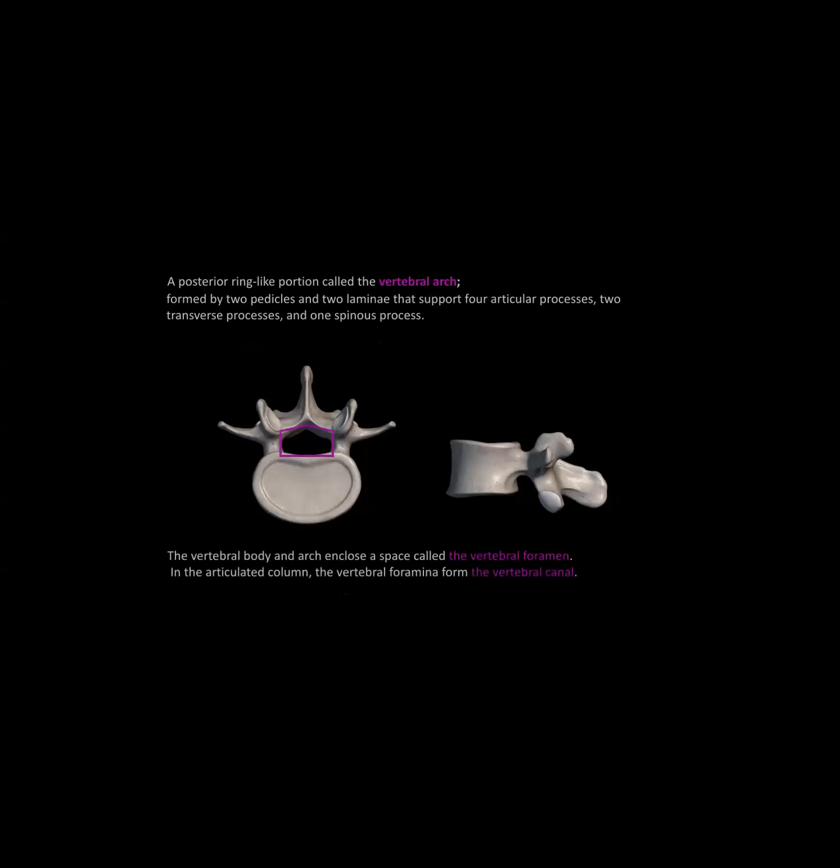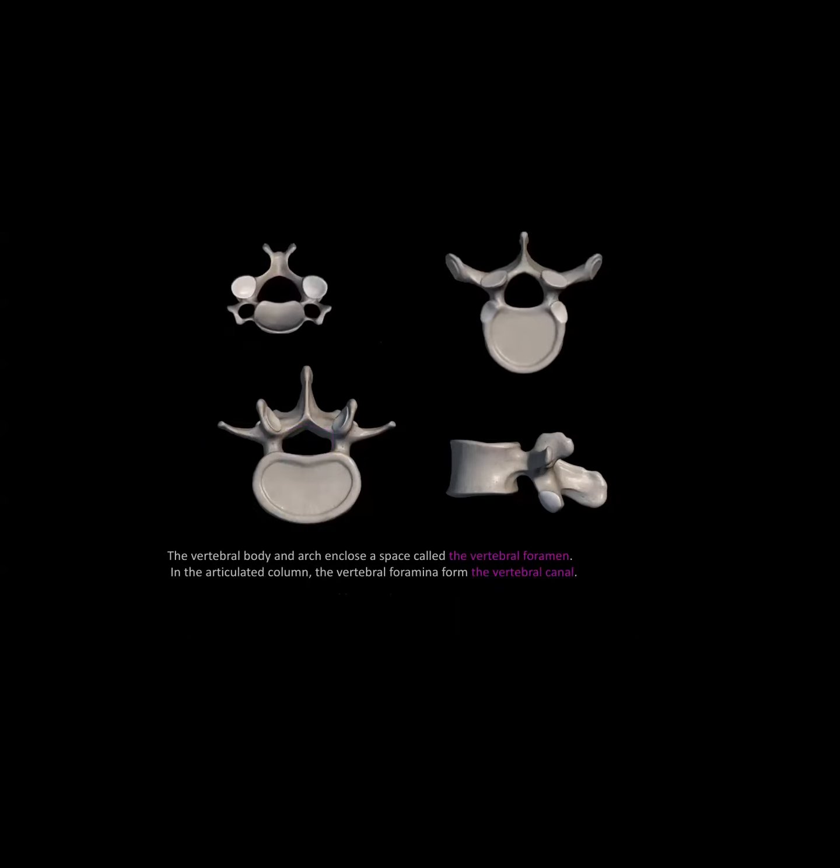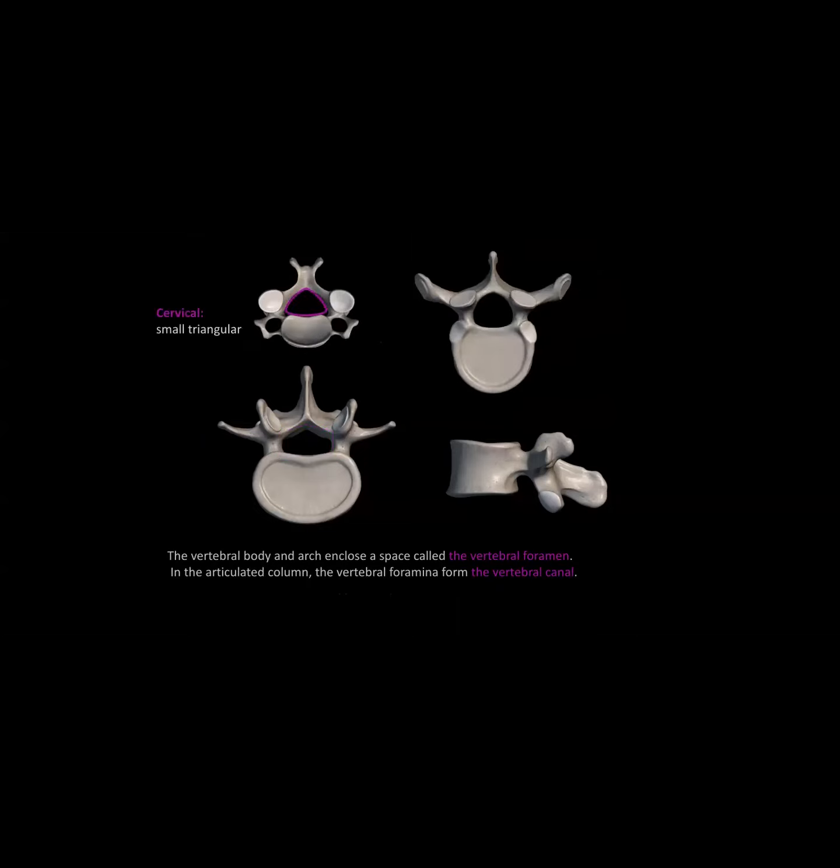The posterior part is a ring-like portion called the vertebral arch, formed by 2 pedicles and 2 laminae that support 4 articular processes, 2 transverse processes, and 1 spinous process. The vertebral body and arch enclose a space called the vertebral foramen. In the articulated column, the vertebral foramina form the vertebral canal, which is small triangular in the cervical region, small rounded in the thoracic, and large triangular in the lumbar region.